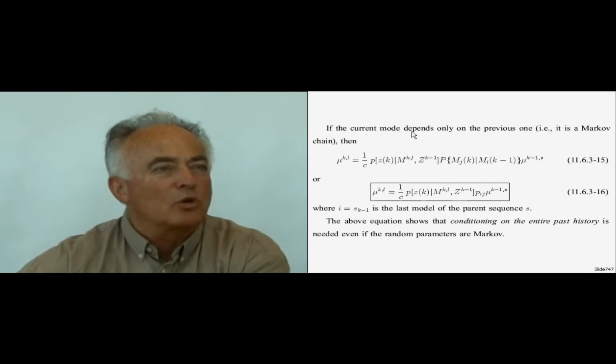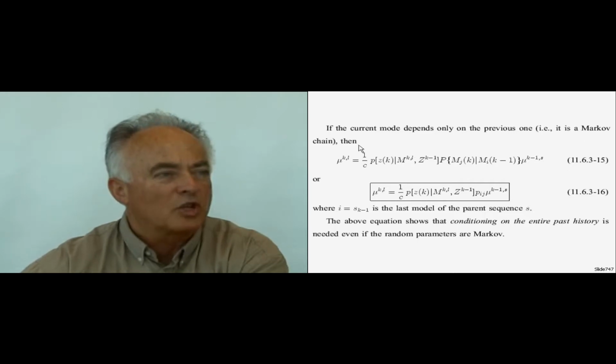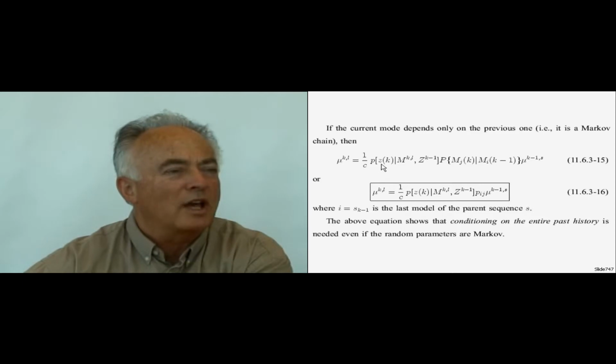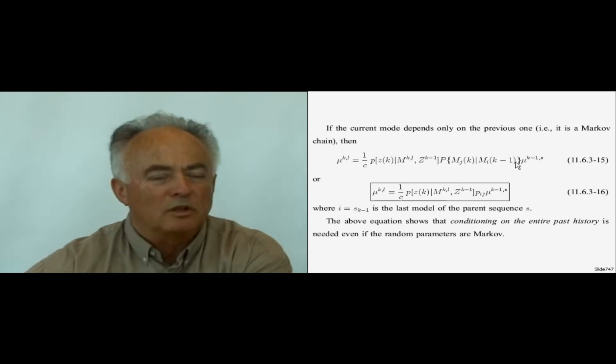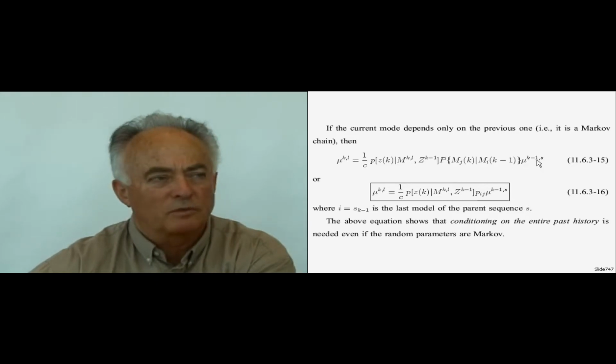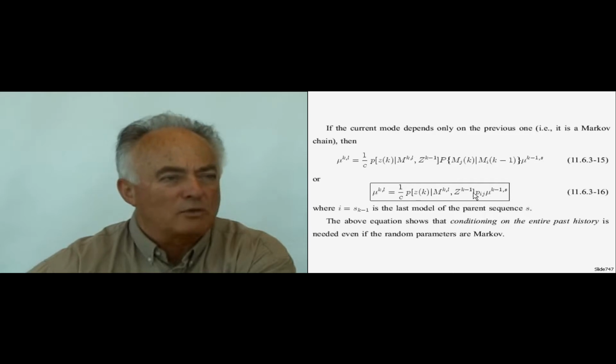Now, if the current mode depends only on the previous one, as indicated before, it is a Markov chain, then the updated probability of sequence number l through time k is a normalization constant dividing the whole expression, times the likelihood function of this sequence at time k, so that's p of the measurement at time k given the sequence of modes and the past observations, times the probability of the last mode in this sequence given only the previous mode in this sequence. So the last element of the parent sequence, that's M_{i}^{k-1}, and the probability of the parent sequence. Now written in a very compact manner, mu^{k,l} is 1 over c, normalization constant, times likelihood function, times jump probability, times parent sequence probability. So i is the last model of the parent sequence s.